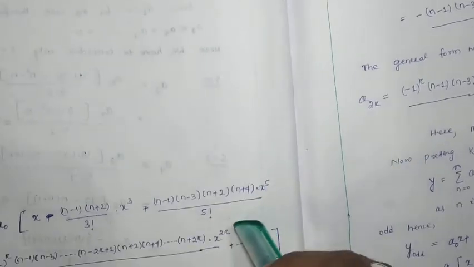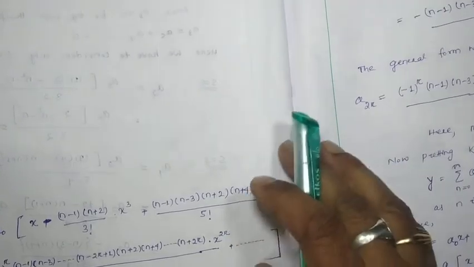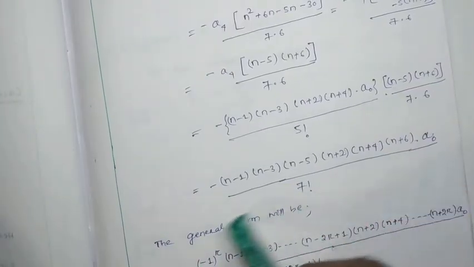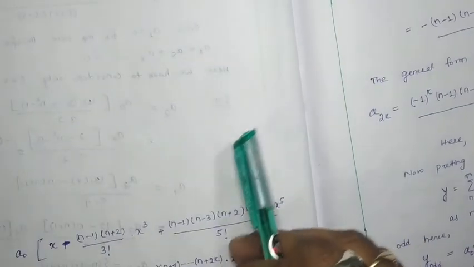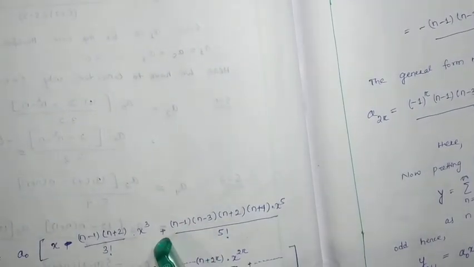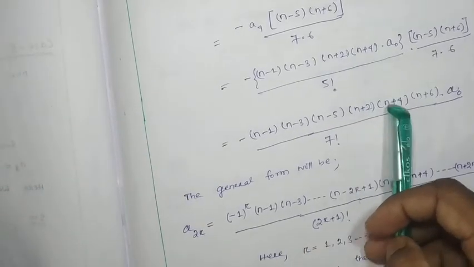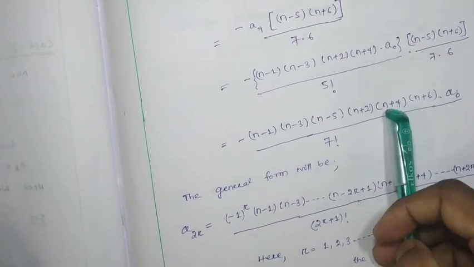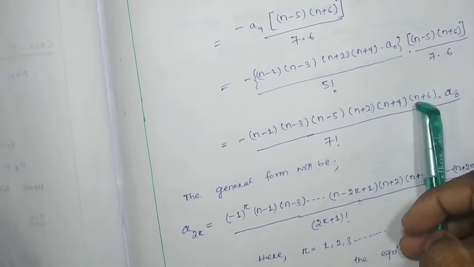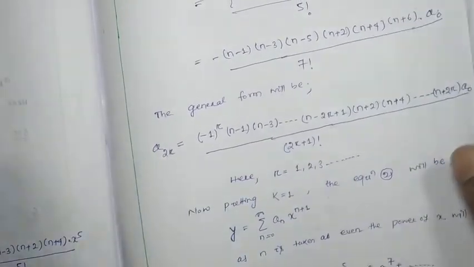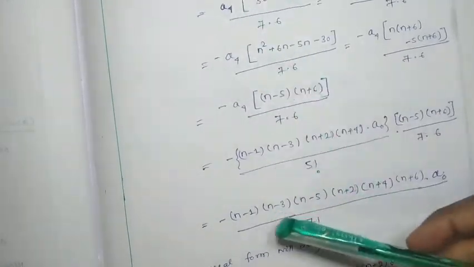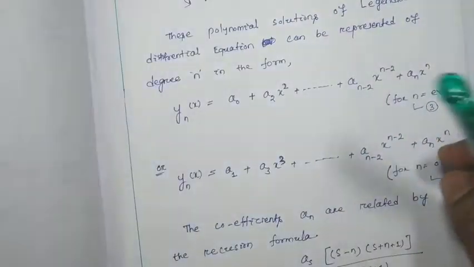Here also I have not written the x to the power 7 term, that is this one, with n minus 1. See, here one thing I can say: n minus 1, n minus 3, and the next term is n minus 5, and the other factors are increasing, n plus 2, n plus 4, n plus 6, like that, divided by 7 factorial. But here I have written this term.